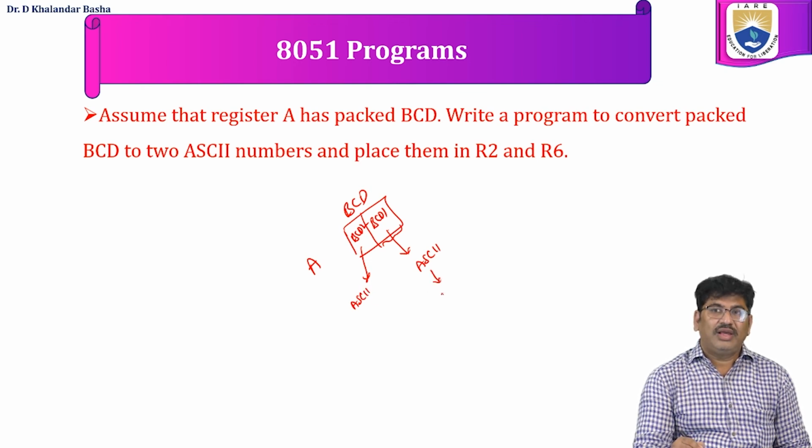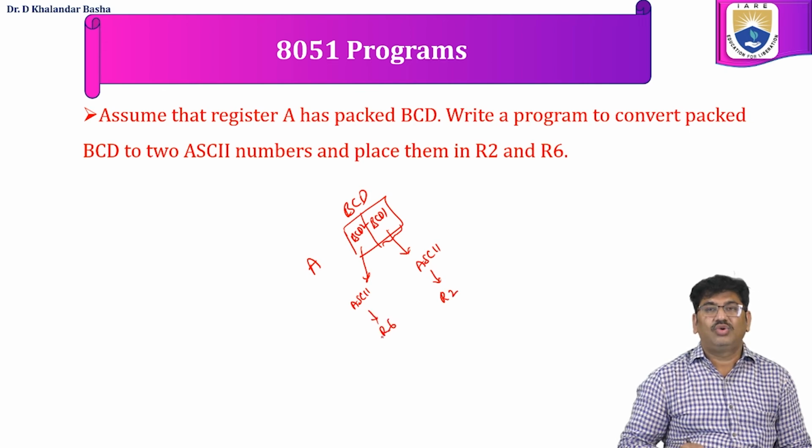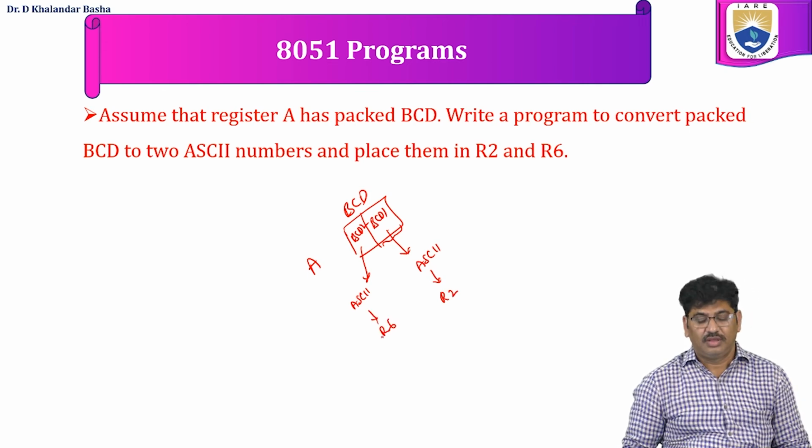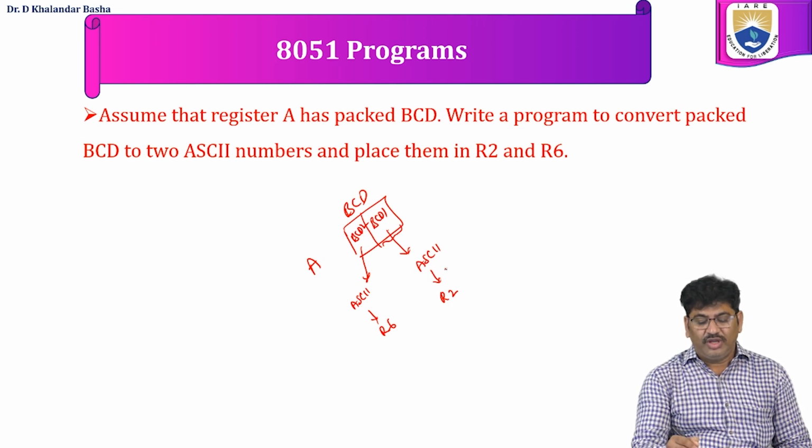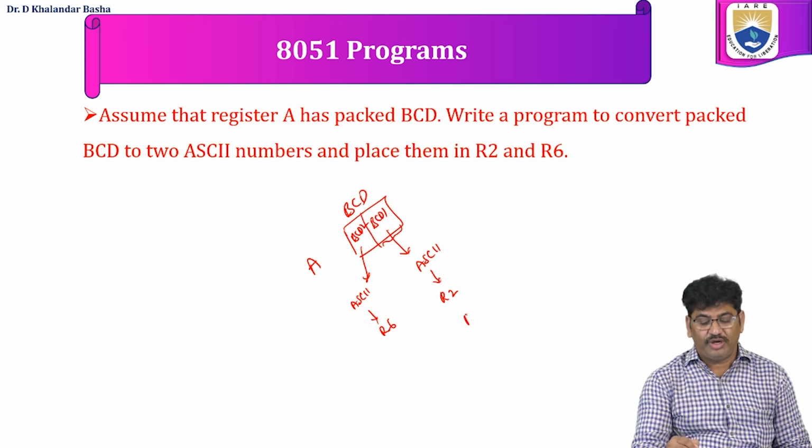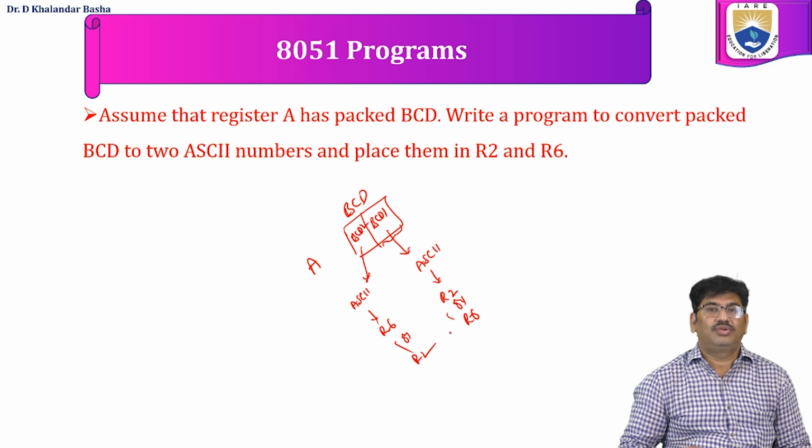The found ASCII values we are going to load into the R2 and R6 registers. Either the lower nibble you can move into R2, then the upper nibble will be copied into R6. Otherwise, if the lower nibble is copied into R6, then the upper nibble will be copied into the R2 register.